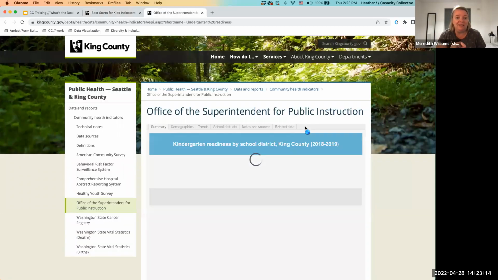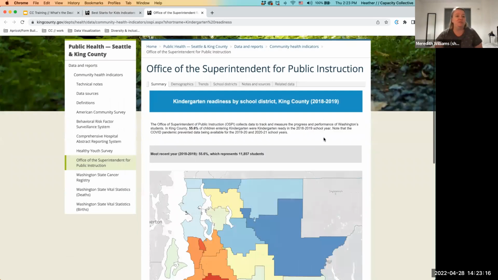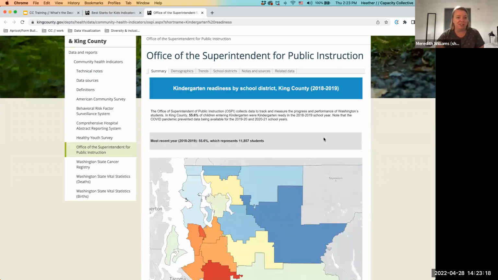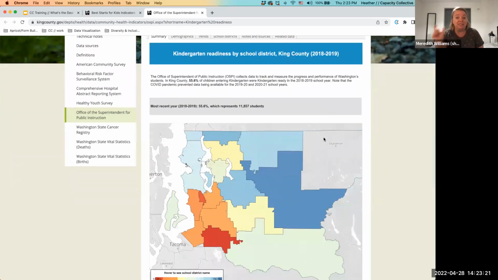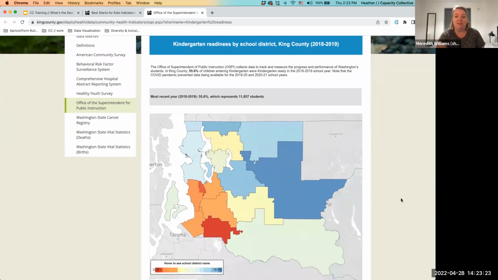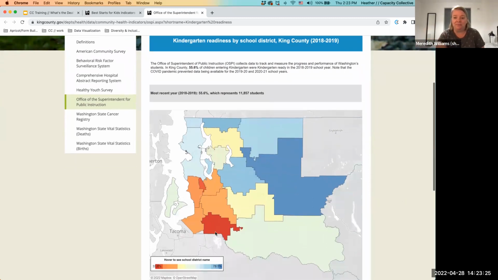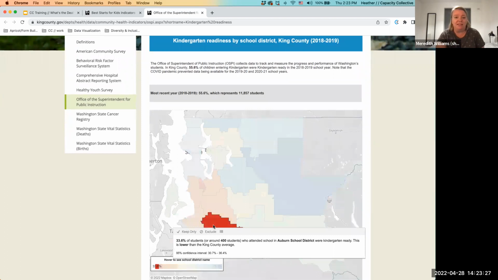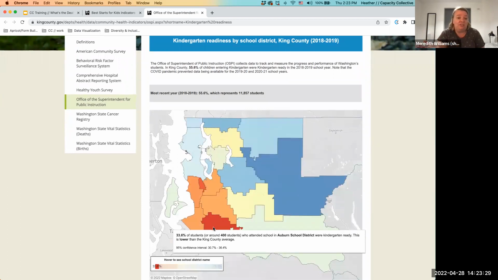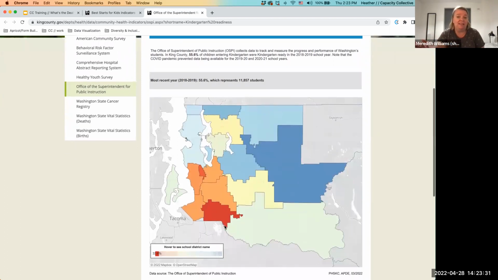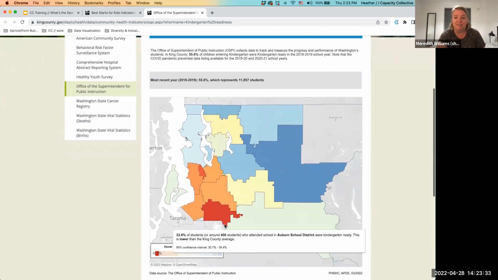it actually takes you to the Office of Superintendent of Public Instruction. So that allows you to actually see, okay, what's going on with kindergarten readiness in King County. And then you can see, has it changed over time? Are we having an impact? Is all of this BSK work actually making a difference?